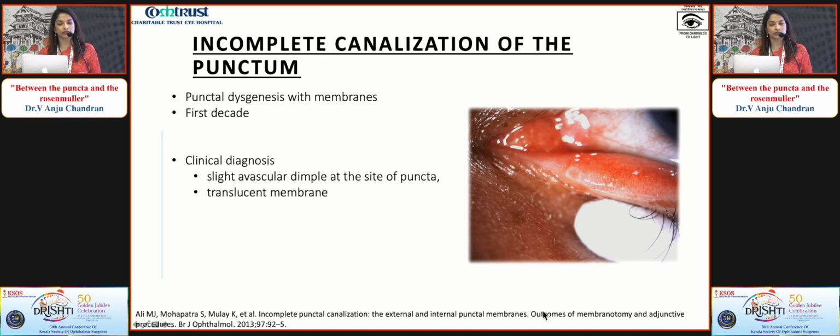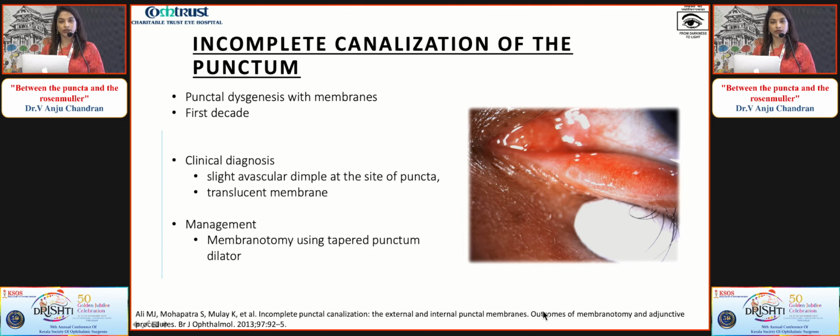If you look closely on the slit lamp, you'll be able to make out an avascular dimple at the site of the puncta, and through making a very small slit, you can make out a very translucent membrane, which can be present either within or externally. Management is quite simple. You just need to do a membranotomy with a tapered punctum dilator, with which the patient's symptoms are relieved most often because the rest of the canaliculi is always normal.